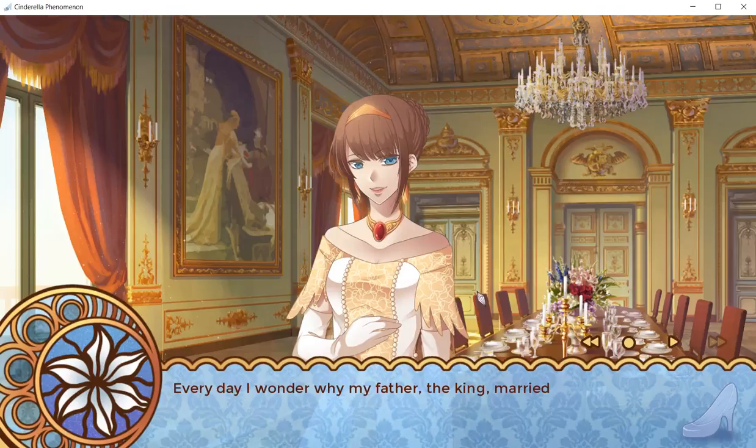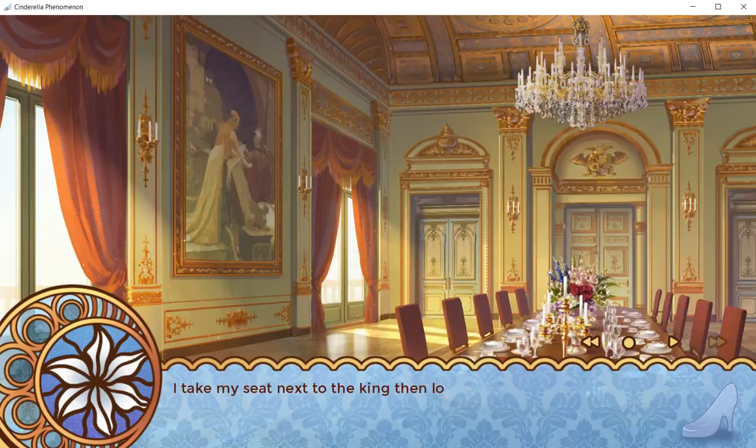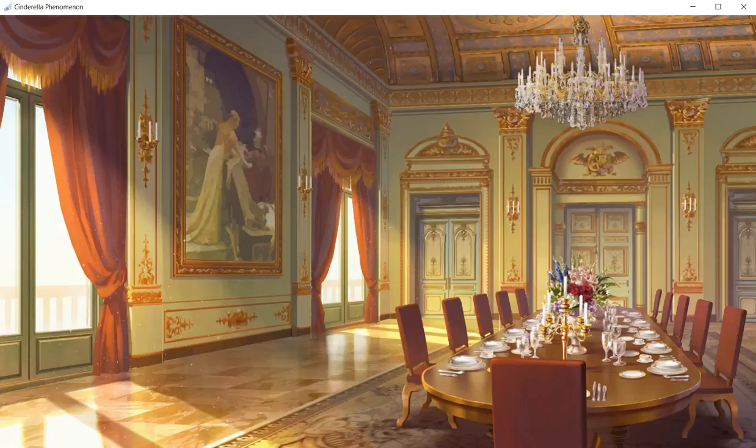Ophelia Woodensov. Every day I wonder why my father, the king, married a lowly baker. She could never be a true queen, for she pales in comparison to Mother. I take my seat next to the king and then look up at the person sitting opposite me.